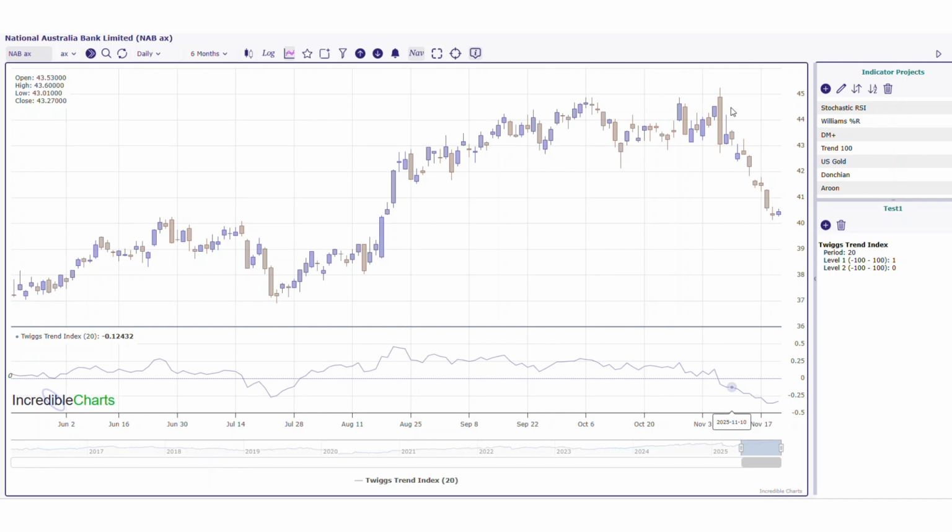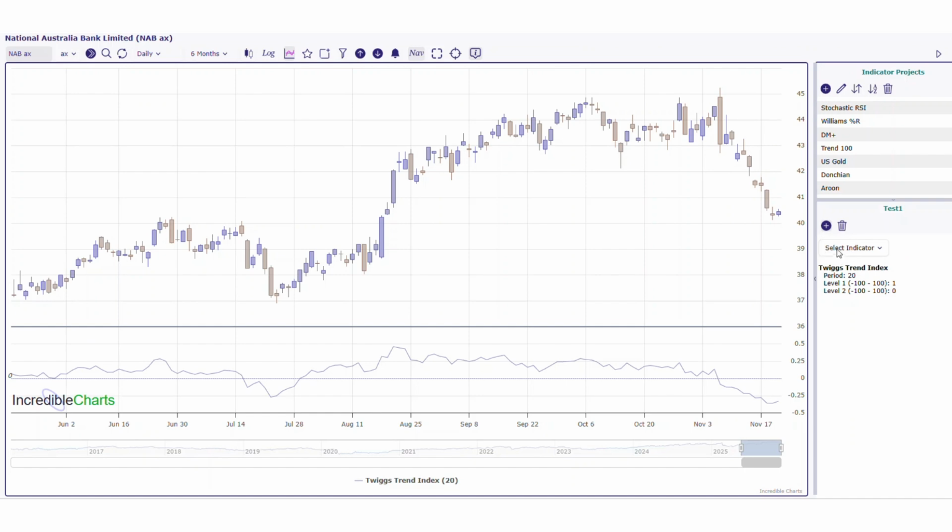Welcome to Incredible Charts. Today we're going to cover a simple stop loss mechanism called percentage stops. Now, percentage stops can be used on low volatility stocks and on high volatility stocks, but you have to manually adjust the percentage based on a visual inspection of the chart. To start with, I've got a low volatility stock, National Australia Bank. That's been in a strong uptrend. It's just turning into a bit of a downtrend in the last week or two.